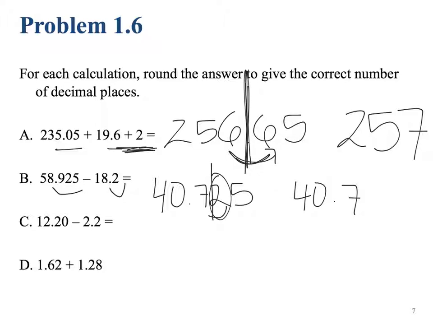Then we have 12.20 minus 2.2. The calculator is giving you 10. Correct? How many decimal places here? 2. In here we have 1. Our answer has to have 1. Even if the calculator is not giving it to you, you have to provide it. So the answer will be 10.0.